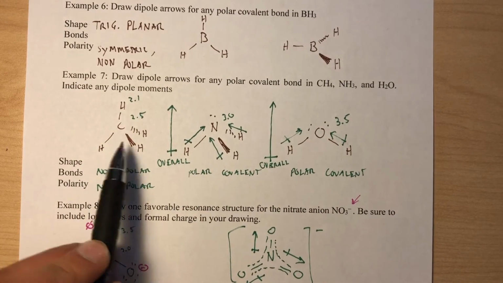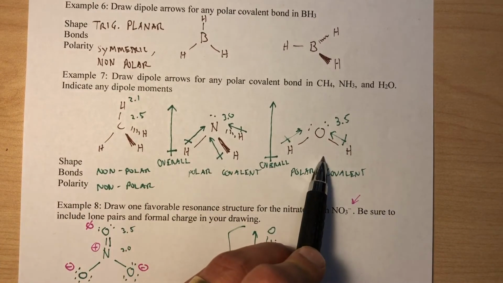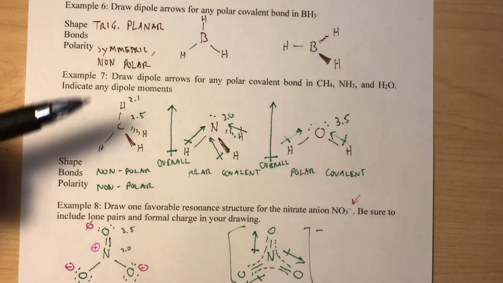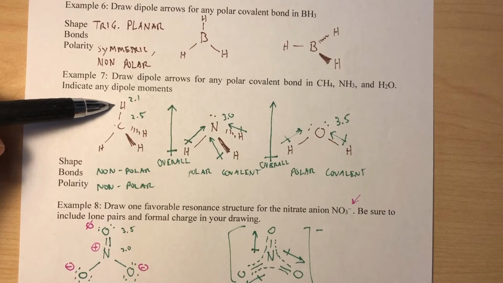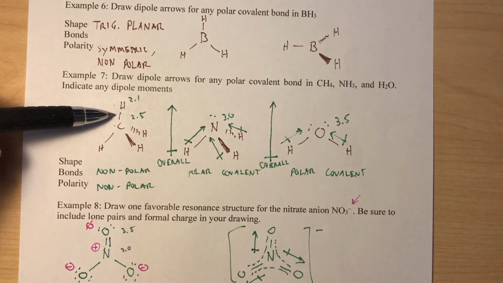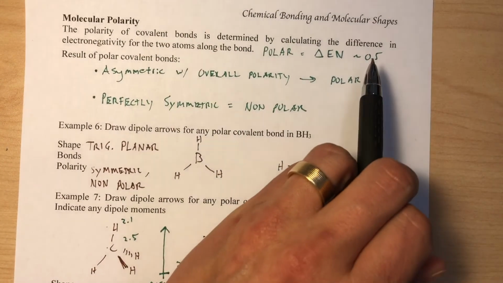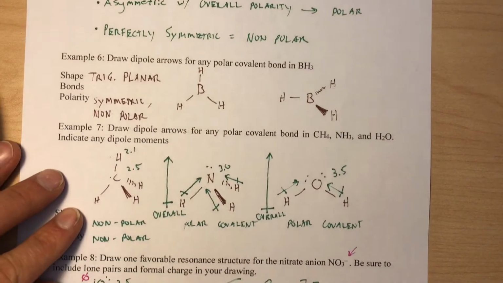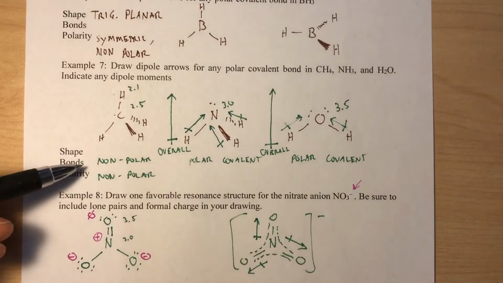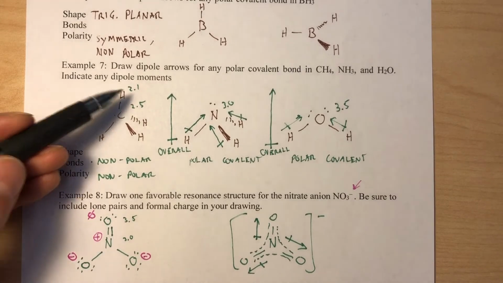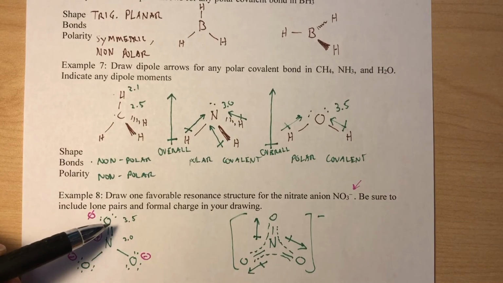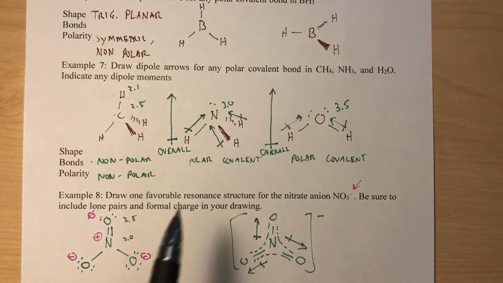So here we have methane and ammonia again, and now here we have water given its bent structure. In methane, the electronegativity of carbon is 2.5, hydrogen is 2.1. So the difference there is 0.4. That is less than a difference of 0.5, which means that we do not have polar covalent bonds. If we don't have any polar covalent bonds, we cannot have a polar compound. This is also perfectly symmetric, so there's no way methane can be polar.